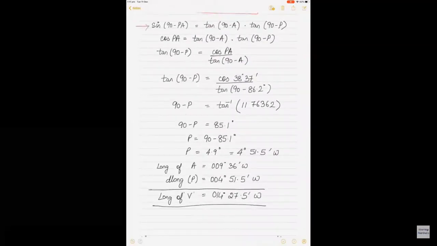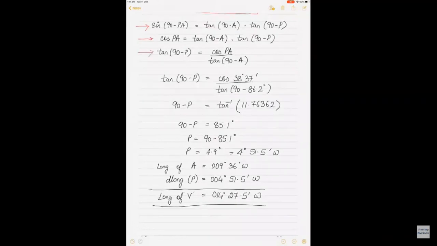Because if you are using the values which you found, and there is an error, then you will get more error in the next answer. So sine 90 minus PA becomes tan 90 minus A multiplied by tan 90 minus P. We need to find angle P, so we need to do a little adjustments with the equation. Your known stays on one side, sine 90 minus P is equal to the cos PA, and the unknown goes on to the other.